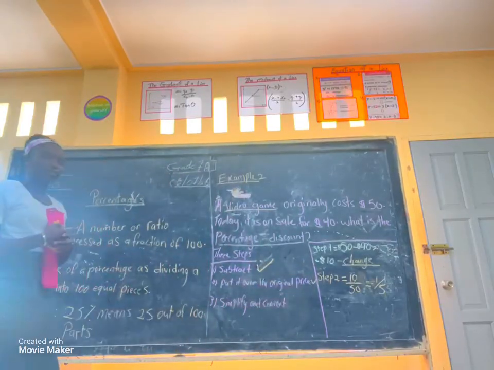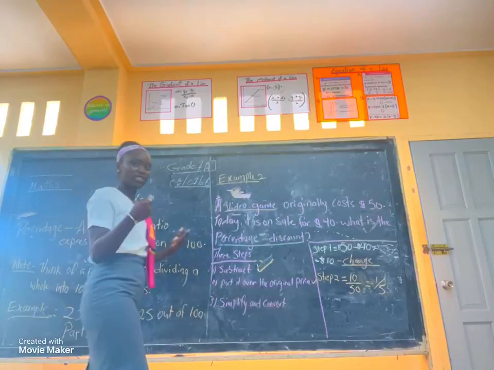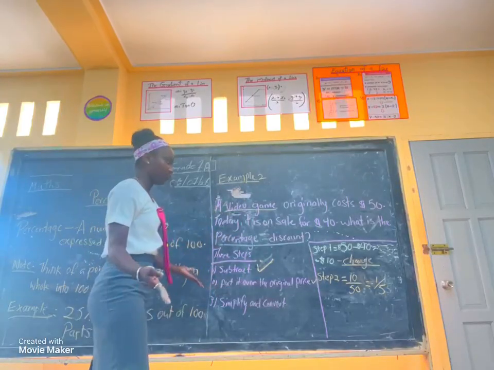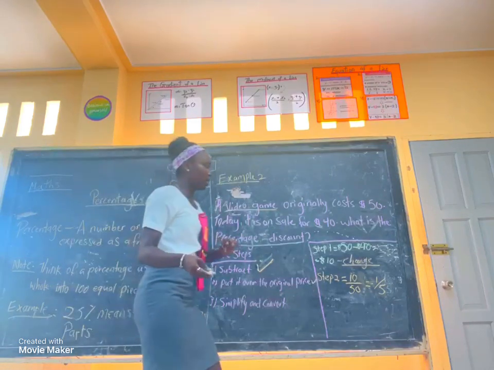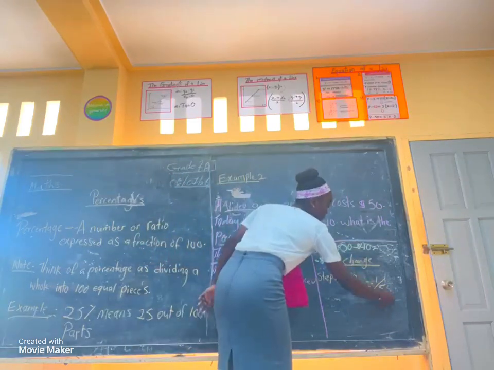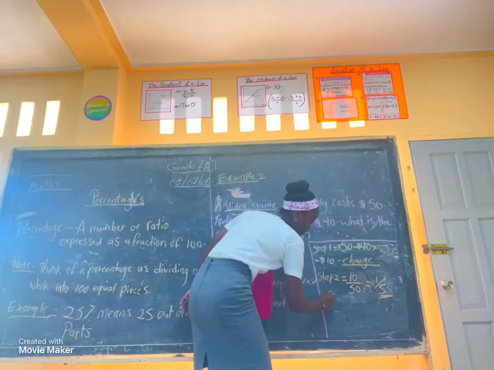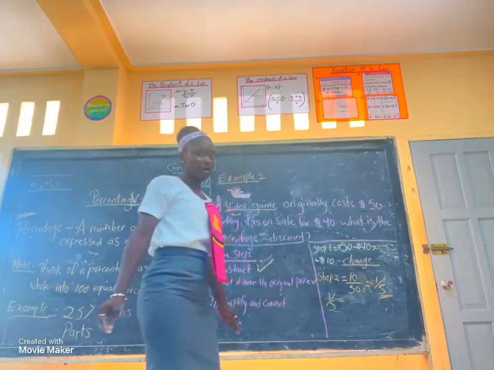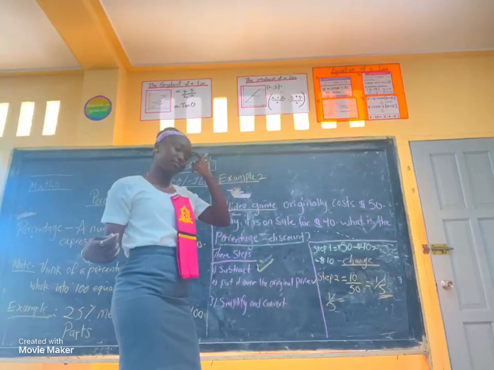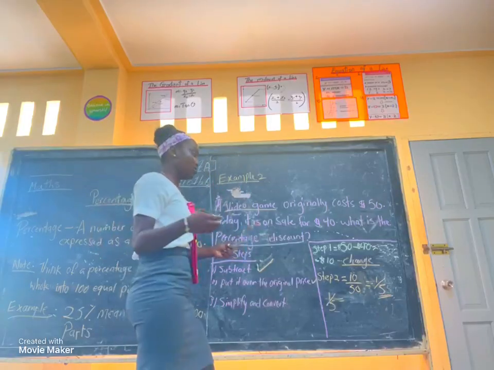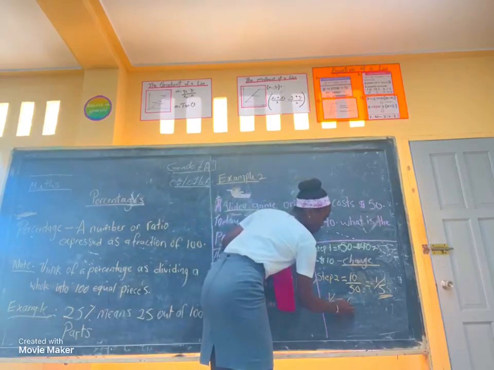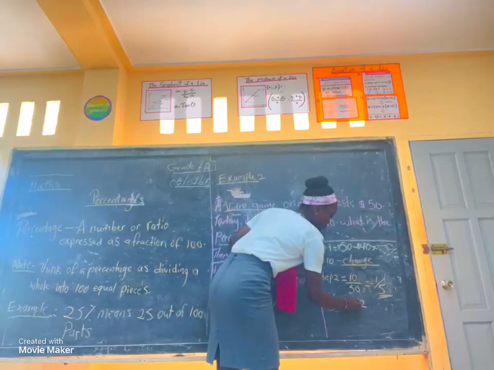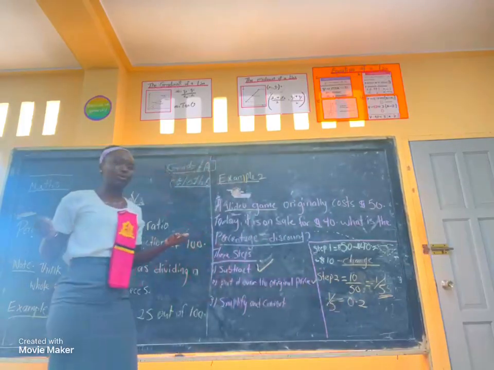Now let's move on to step 3, which is to simplify and convert. We're going to take this 1/5 and divide it. When you divide 1 by 5, you're going to have a decimal, and your answer is going to be 0.2.